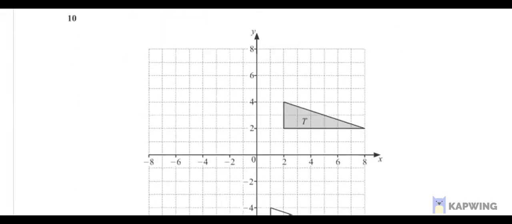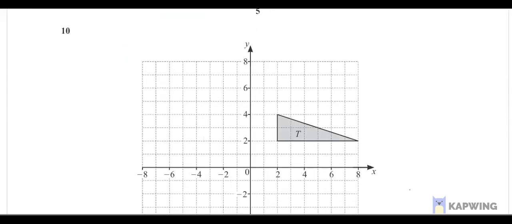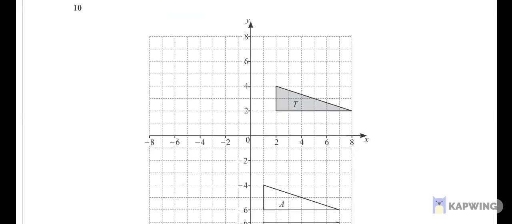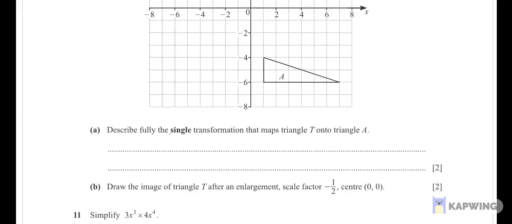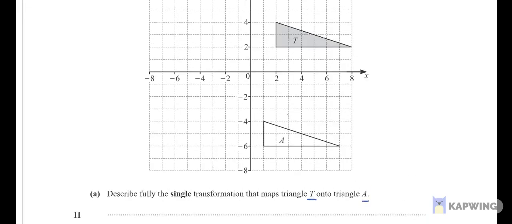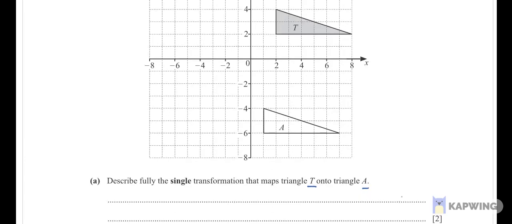Okay, here we have, look at this one. Question is, describe fully the single transformation that maps the triangle T onto A. Look at the triangle T. Look at the triangle A. There is no change in size. 2 marks.